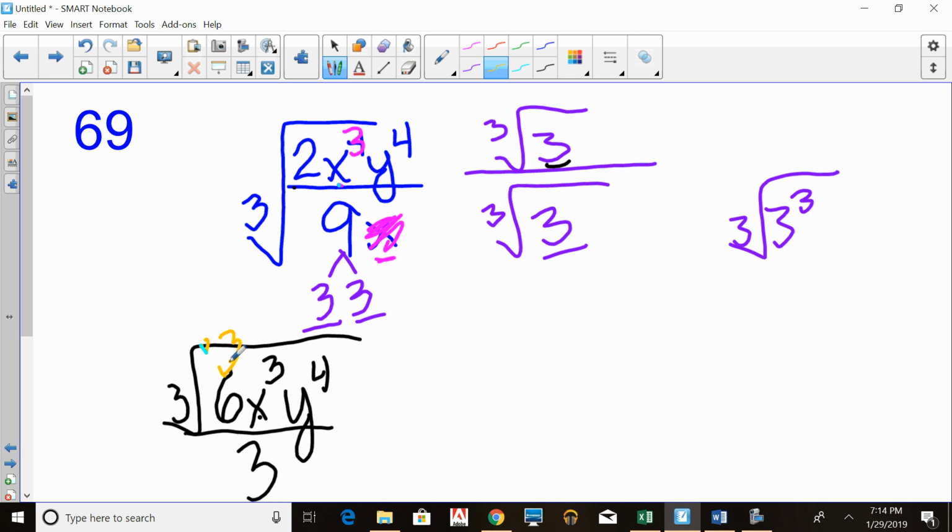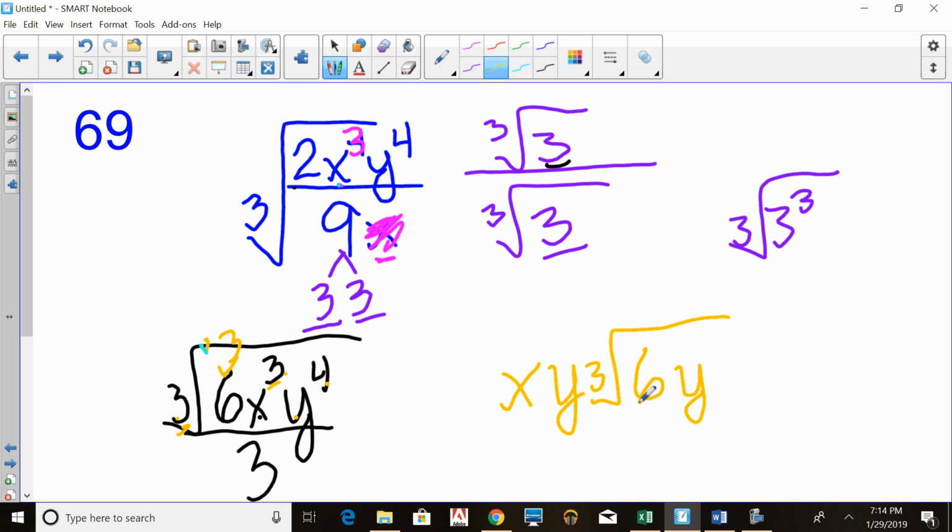Then looking at the x's, hey, this is a 3 and that's a 3, and 3 divided by 3 is 1, so there's going to be an x on the outside of the radical symbol. And this is a y to the fourth, and that's a 3. Let's see, the y's, there's 4 inside, and there's a cube root, so 3 goes into 4 one time, so a y is on the outside. And there's a remainder of 1, so there's a y to the first power on the inside yet.